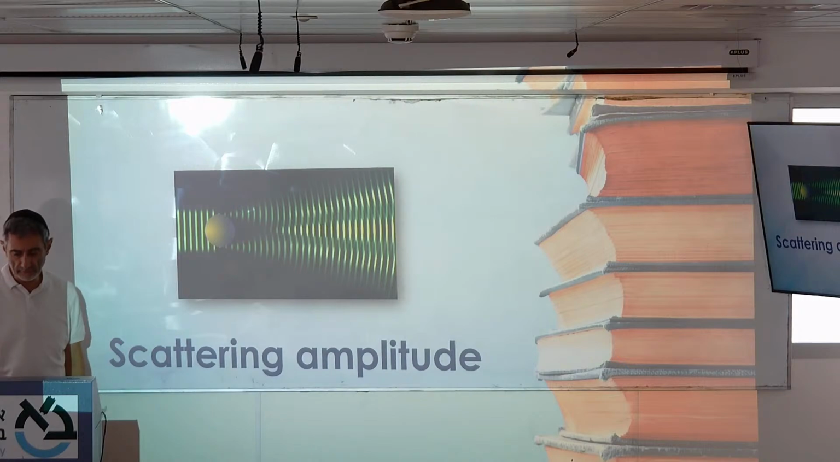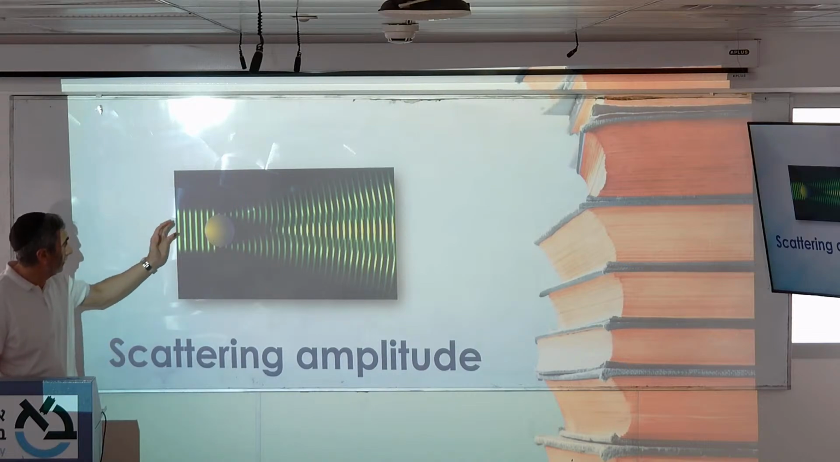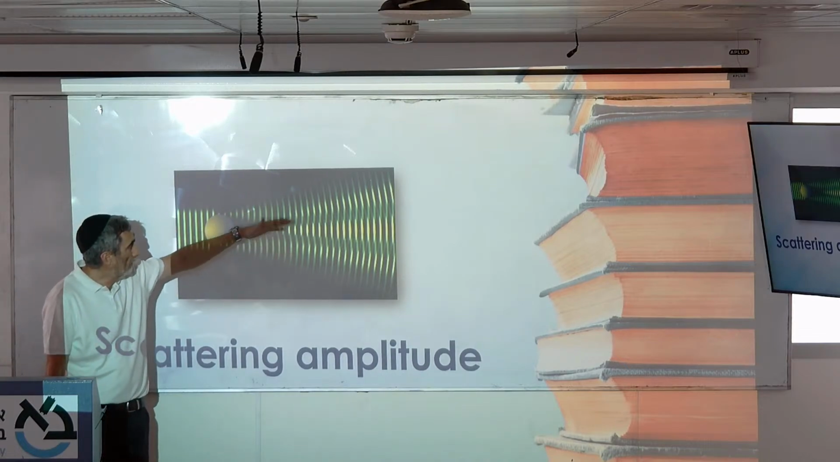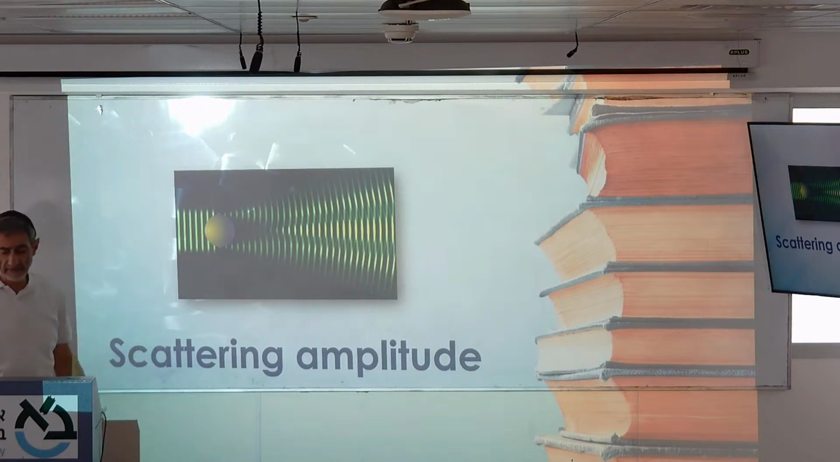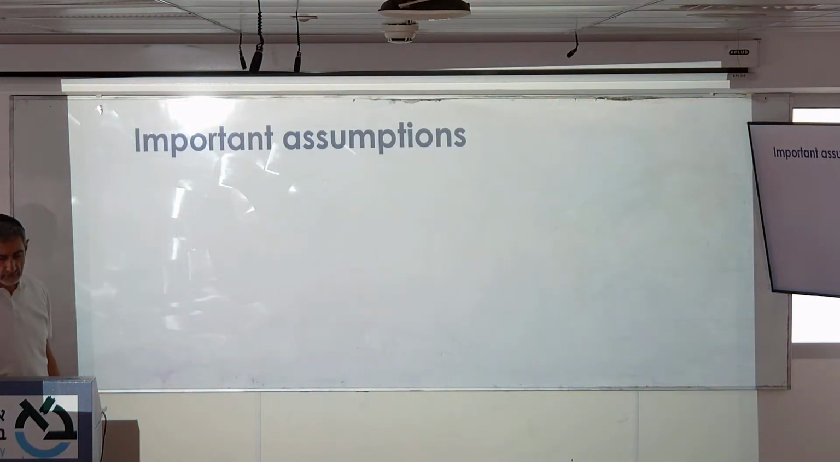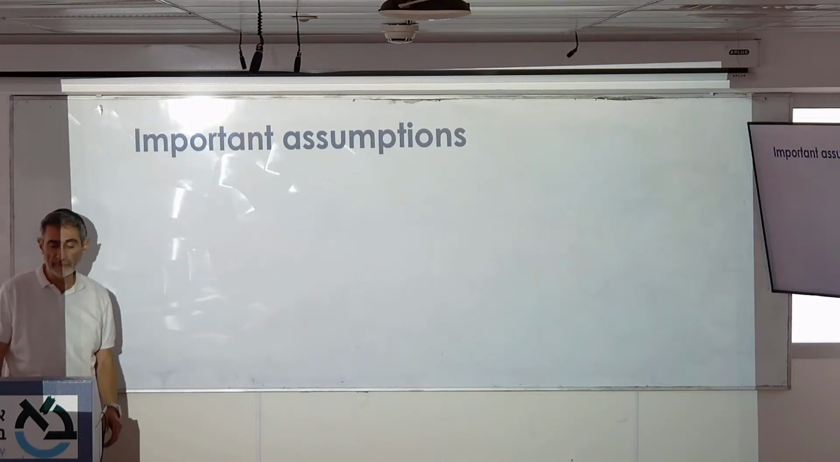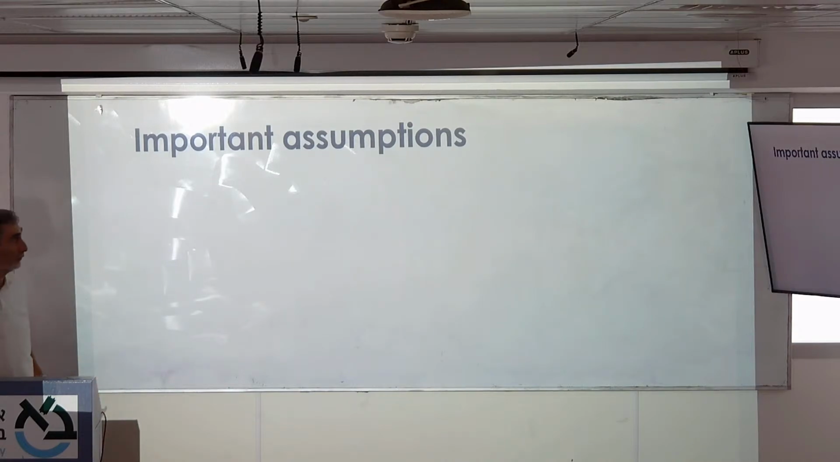Scattering amplitude. So the scattering amplitude is the probability amplitude of the outgoing wave relative to the incoming wave. So you have a wave coming onto the scatterer, and you want to know in different directions what is the probability to find energy, to find a wave on the other side. Okay, so I want first to introduce a number of assumptions to describe this physics here.